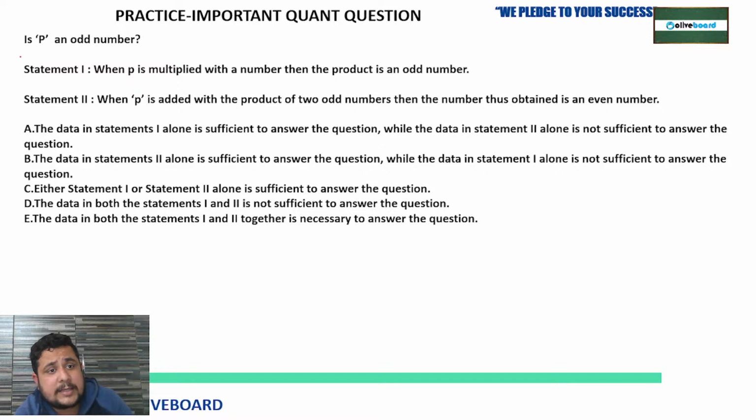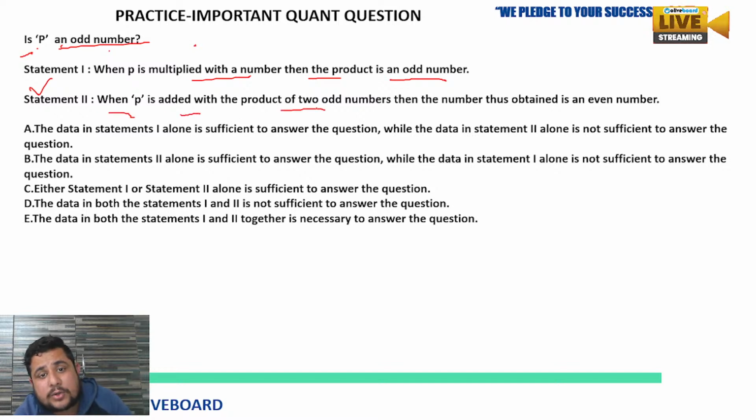Now next one. Oh, very good, interesting question. Is P an odd number? Statement 1: When P is multiplied with a number, then the product is an odd number. Statement 2: When P is added with the product of two odd numbers, then the number obtained is an even number. Tell me the answer of this. Which option will be the correct answer? So, is P an odd number?